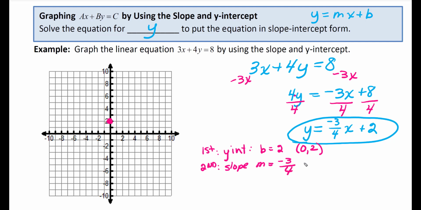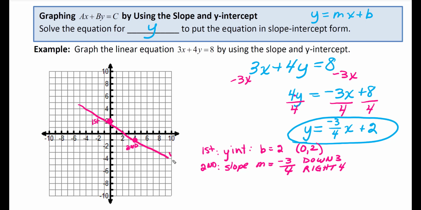So remember, our rise over run, the negative 3 means we're going to go down 3, and the 4 means we're going to go to the right 4. And we're going to start from this point, and we're going to go down 3 and to the right 4 and graph our new point. So this is going to be our first point and our second point. We're going to use our slope to get our second point. Then we're going to go ahead and draw a line through there.